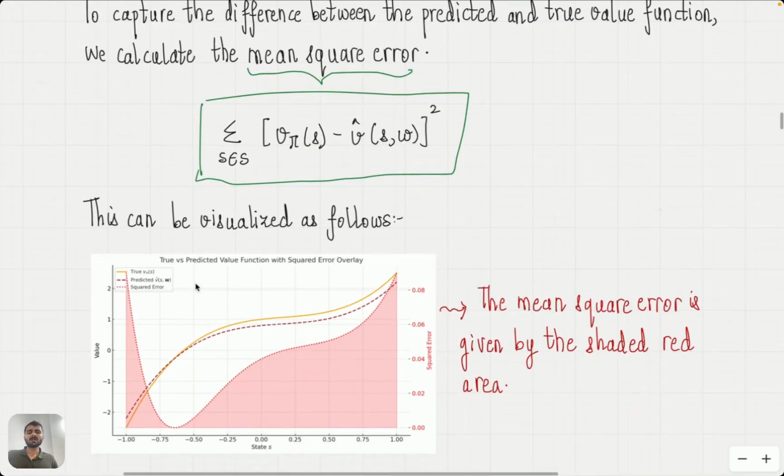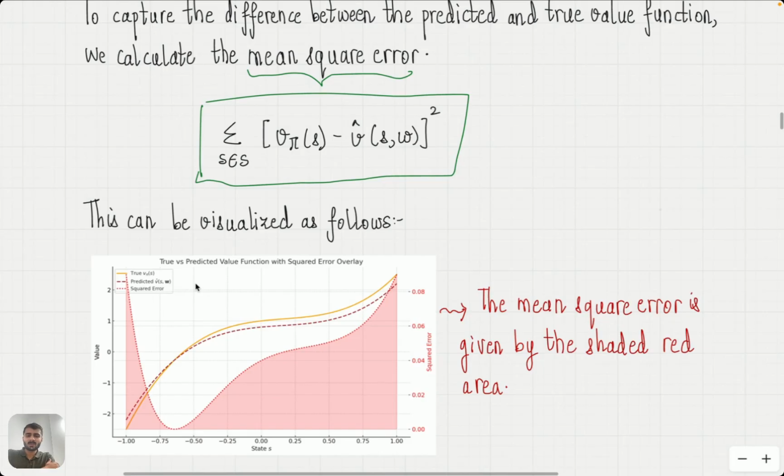And there is a very nice way to visualize this mean square error. As I said, here the approximate value function is matching the true value function, so the mean square error is 0. The mean square error is given by this red shaded area. So here you can see the mean square error is 0. And then as you move away from this intersection point, the error keeps on rising. So if you add all these errors, it is equal to this shaded area, which is shown in red.